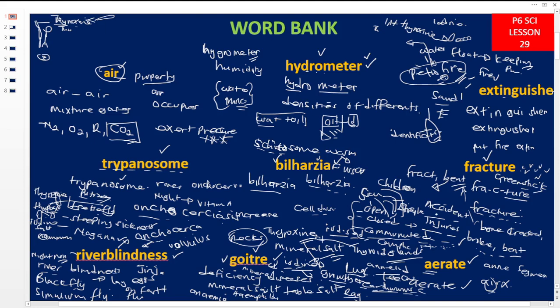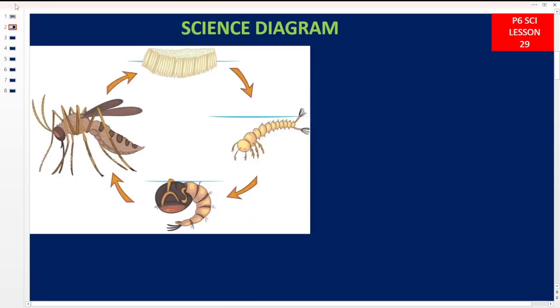What next? Next is our science diagram. So get ready for the science diagram. Here it is. This science diagram is showing us a certain vector.